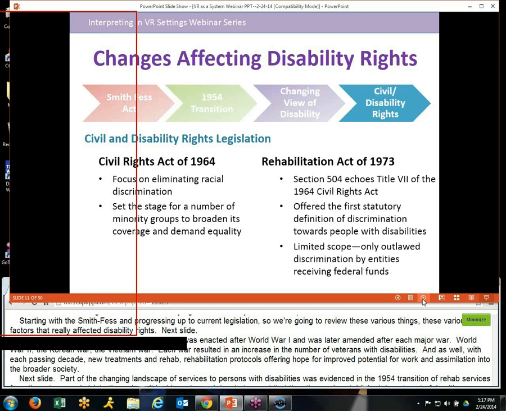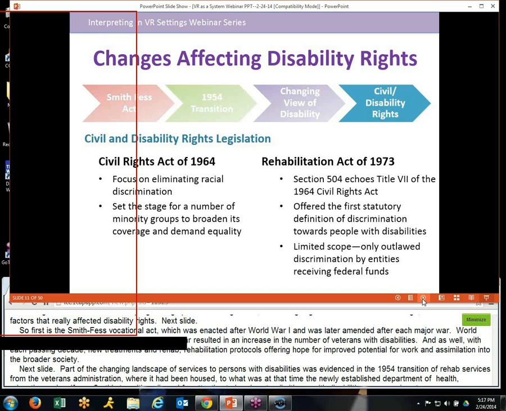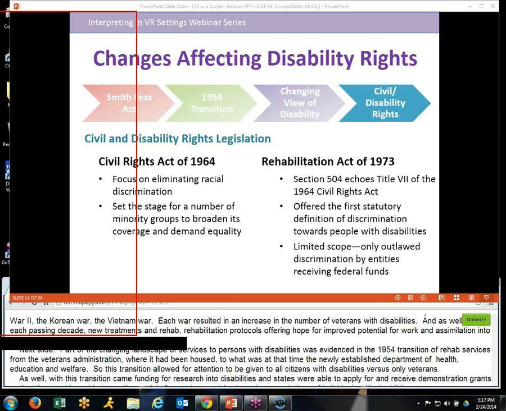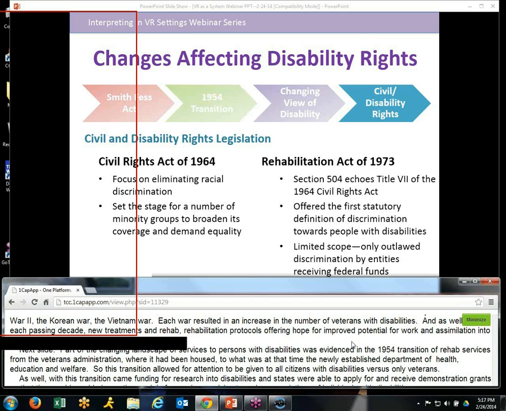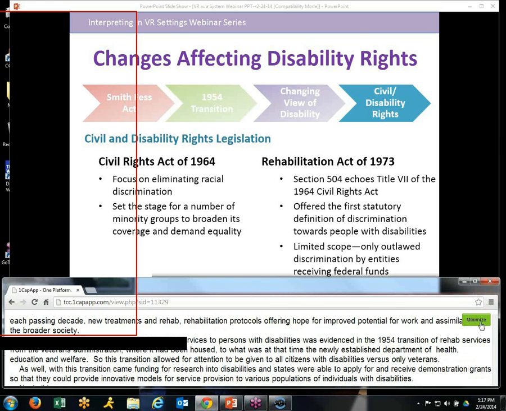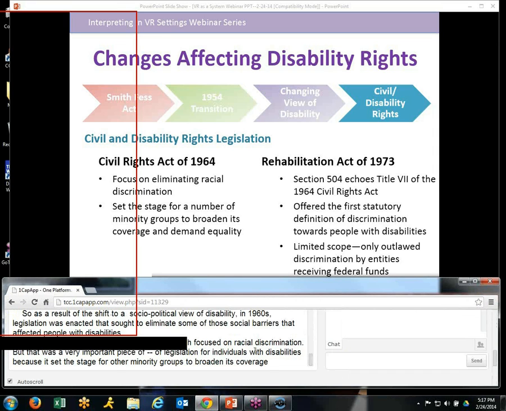So as a result of the shift to a socio-political view of disability, in the 1960s, legislation was enacted that sought to eliminate some of those social barriers that affected people with disabilities. The first was the Civil Rights Act of 1964, which focused on racial discrimination. But that was a very important piece of legislation for individuals with disabilities because it set the stage for other minority groups to broaden its coverage and to demand equality.